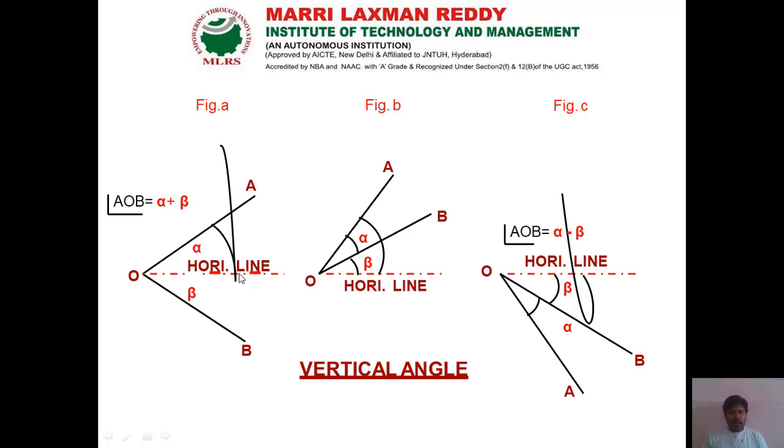Here in figure A, one angle is above the horizontal line and another angle is below the horizontal line, so that we get the angle of elevation and the angle of depression. In figure B, there are two objects A and B. With respect to the horizontal line, these objects have angles alpha and beta. These angles are above the horizontal line, so these are called angles of elevation. And in figure C, with respect to the horizontal line, the objects A and B have angles below the horizontal line. So these angles we call angles of depression.